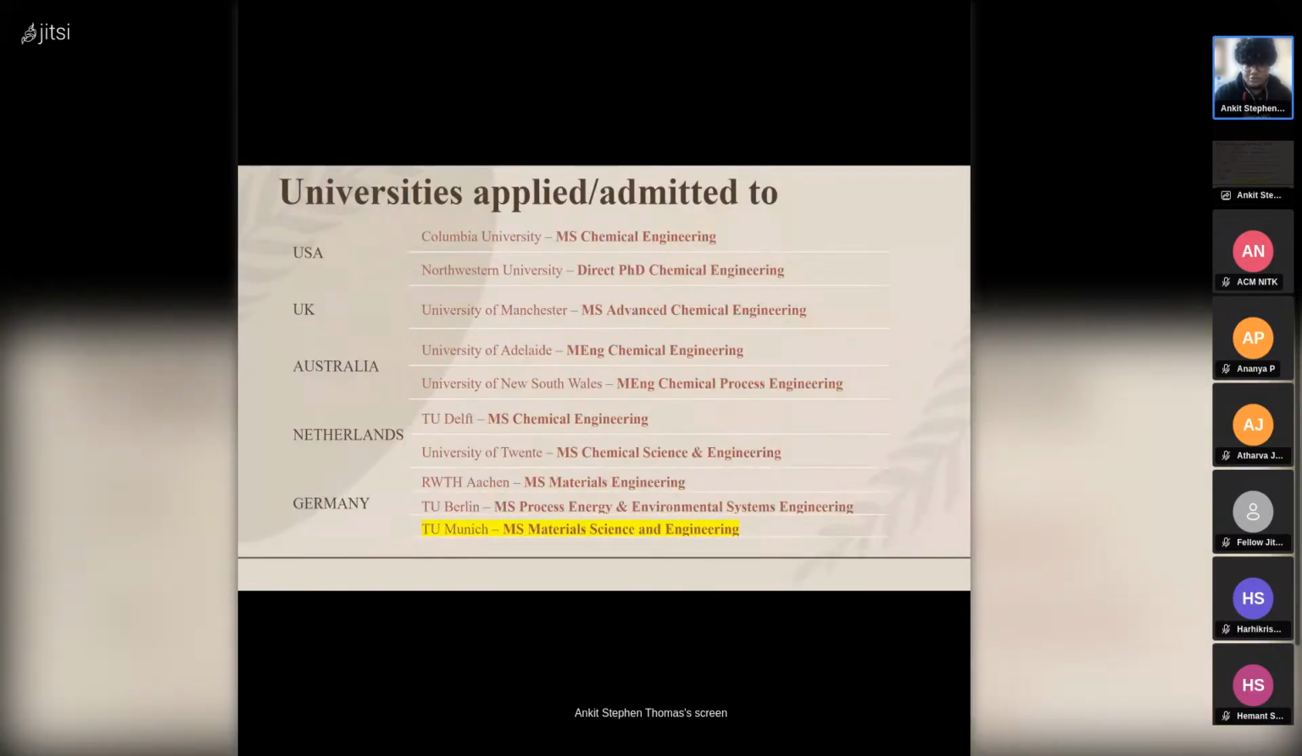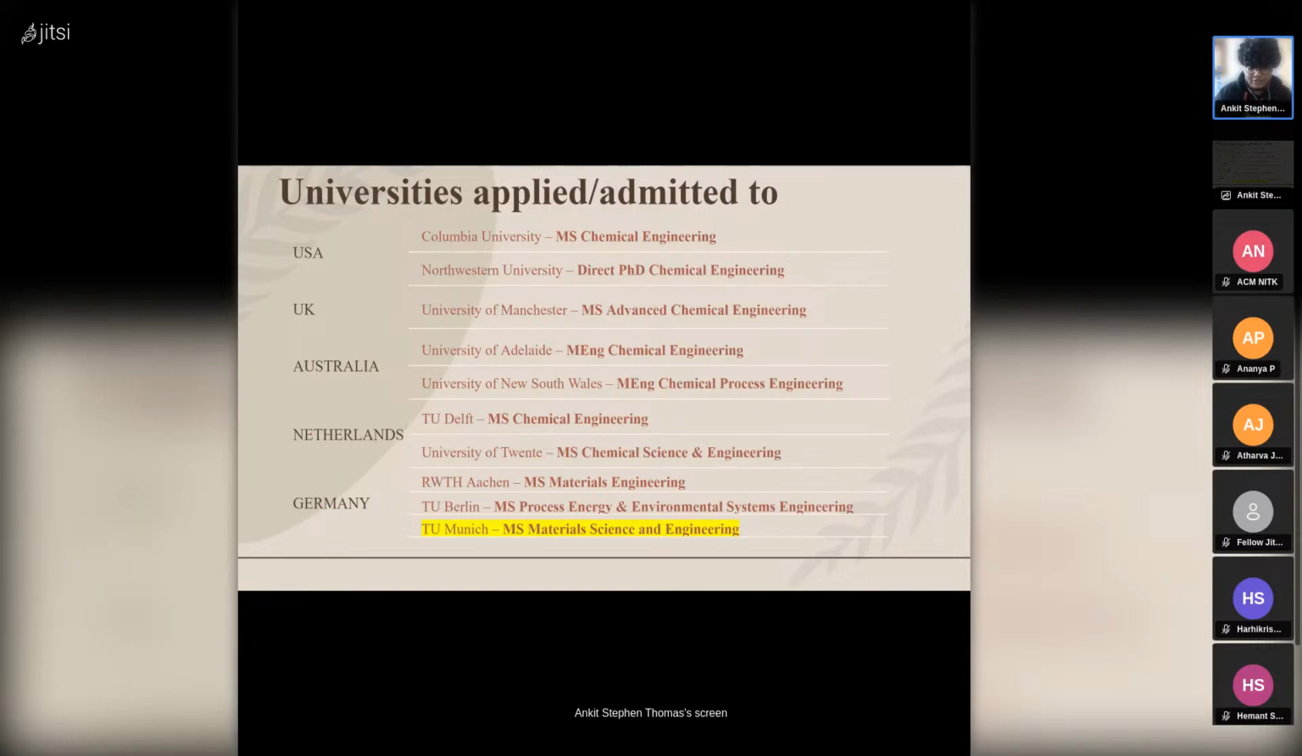Okay, so these are the universities I applied to, and if you see the bottom, the TU Munich one is in yellow. It's because it's still pending. I haven't gotten any rejects till now. Whatever universities you see over here are the ones I applied to and got admitted to, except the TU Munich one. So if you notice, my universities are all across the place. It's US and Europe, and I think UK, Australia also.